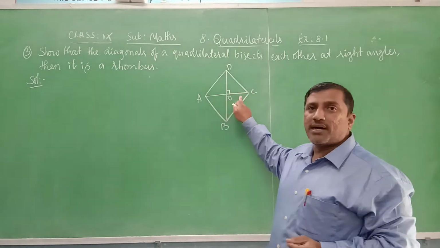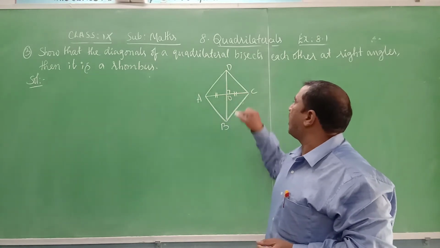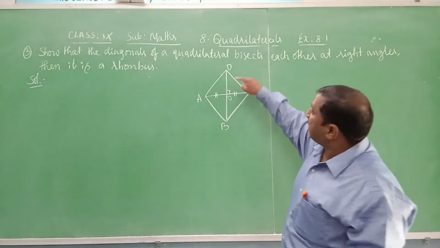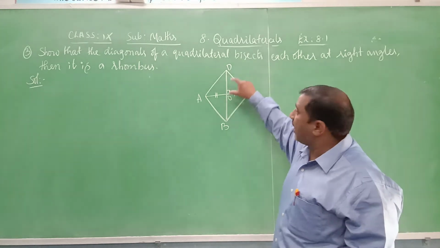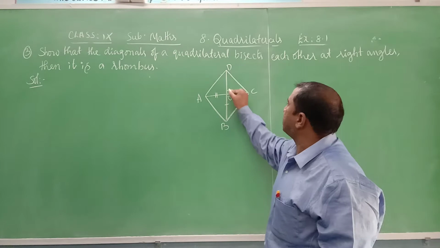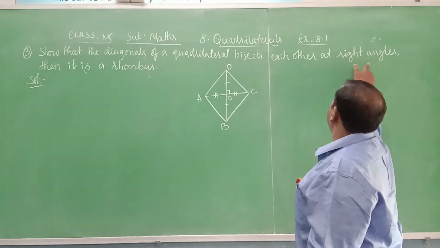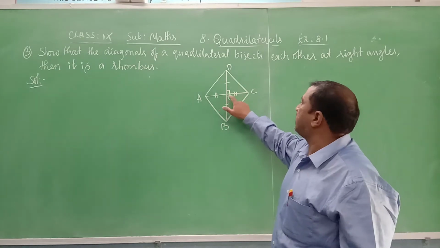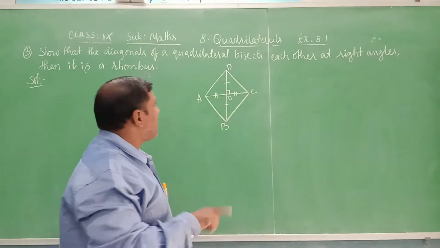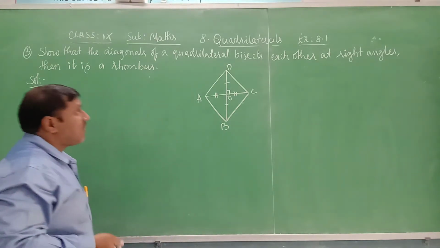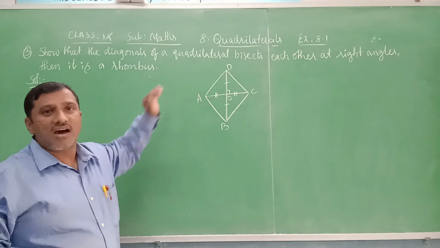What are the two parts? OA and OC. These two are equal. The other diagonal BD is divided into two parts, OB and OD. Again, these two parts are also equal. They bisect each other at right angles, meaning all these angles are right angles. They are 90 degrees. Then it is a rhombus. This quadrilateral is a rhombus.